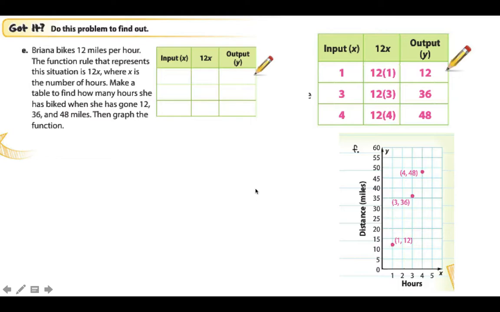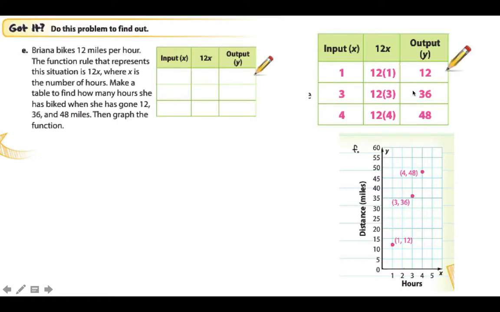All right. Well, I wanted you to try this one on your own, but I kind of showed you the answer, so let's go through it. Brianna bikes 12 miles per hour. The function rule that represents the situation is 12x, 12 miles per hour, where x is the number of hours. Make a table to find how many hours she has biked when she has gone 12, 36, and 48 miles. Then graph the function.